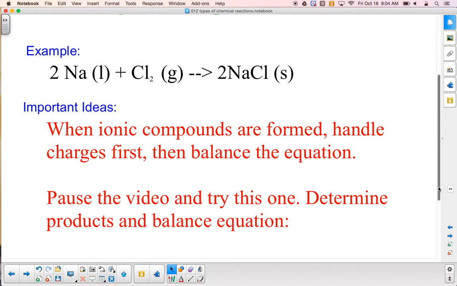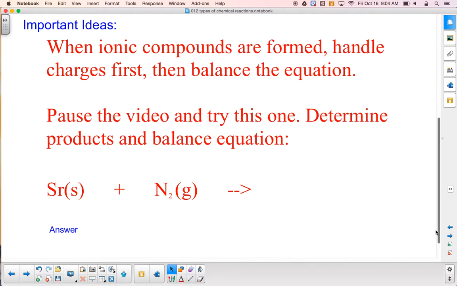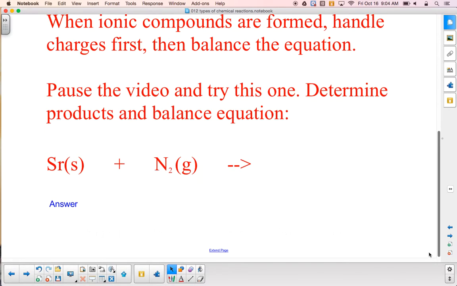At this point, pause the video and see if you can figure out the products to this reaction and balance the equation. Remember to check the charge for strontium and the charge for nitride before you start so that you can make a good compound.